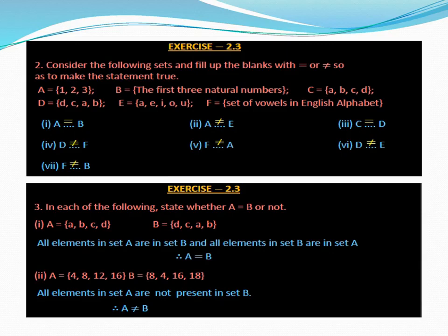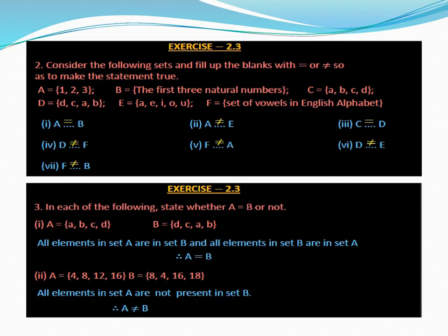Now we take A and E. Which symbol can we write in that blank? A contains 3 elements 1, 2, 3, but E is the set containing vowels A, E, I, O, U, so A is not equal to E. Suppose we take the sixth one, D and E. D is the set of elements D, C, A, B. E contains vowels, so D is not equal to E.